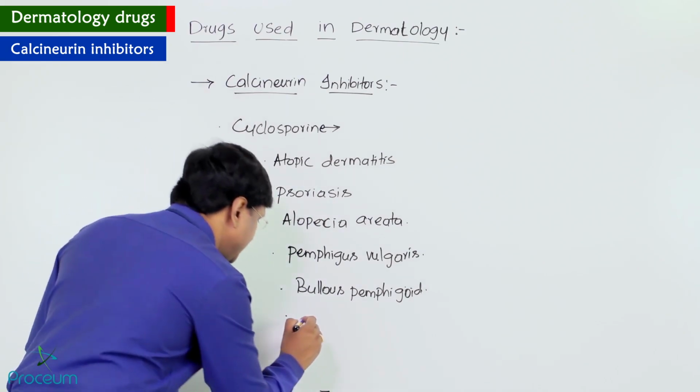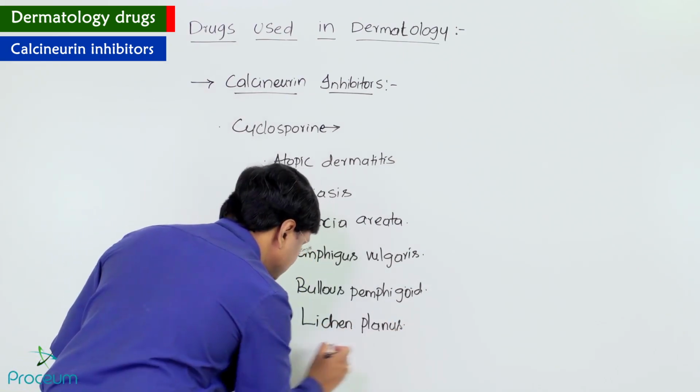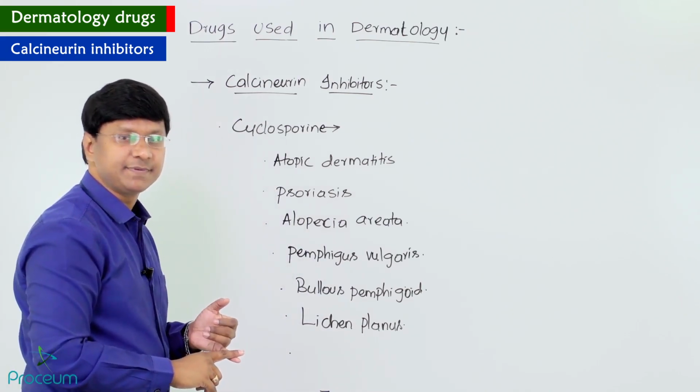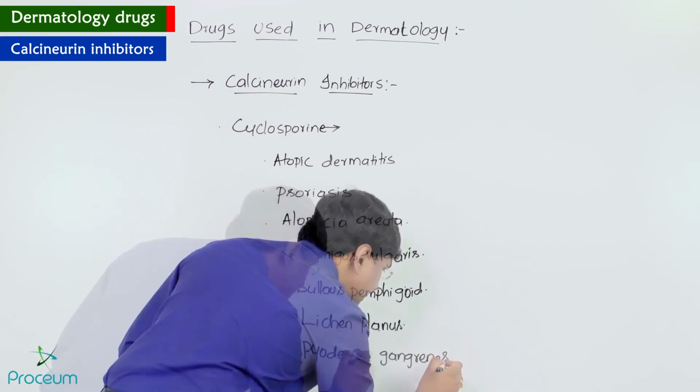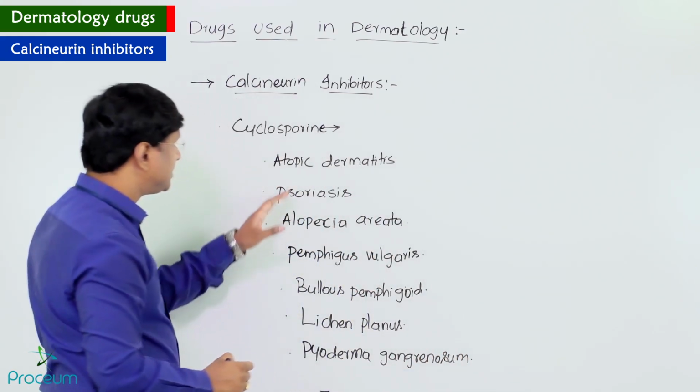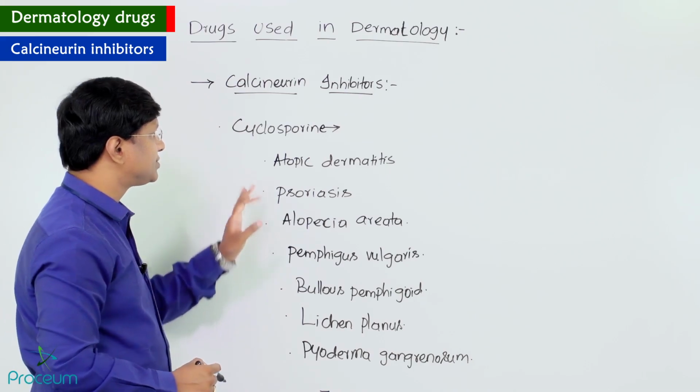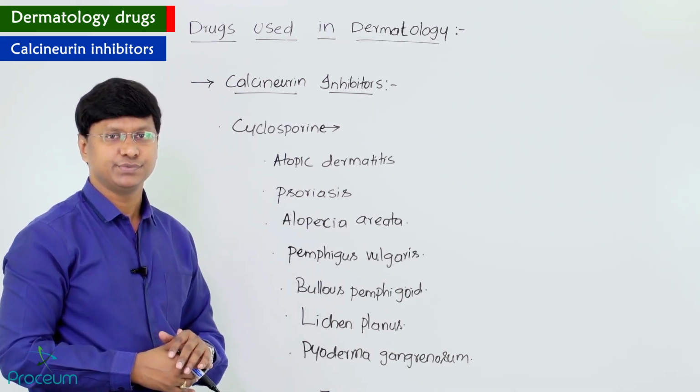Next, it is used in lichen planus. And lastly, pyoderma gangrenosum. So these are the clinical conditions where cyclosporin is being used.